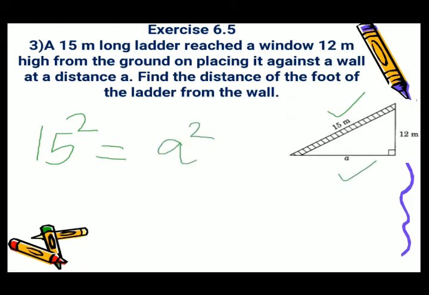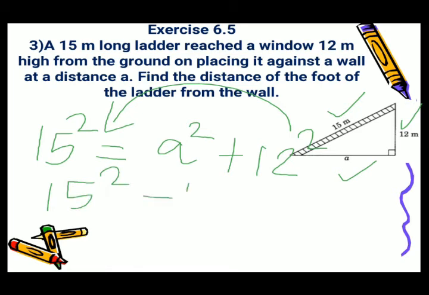So a square plus, now here this side is called altitude also and perpendicular also. The measurement of altitude is 12, so 12 square. After that we have to find out the answer. So simply this 12 square we will move over here. So 15 square minus 12 square will be equal to a square.